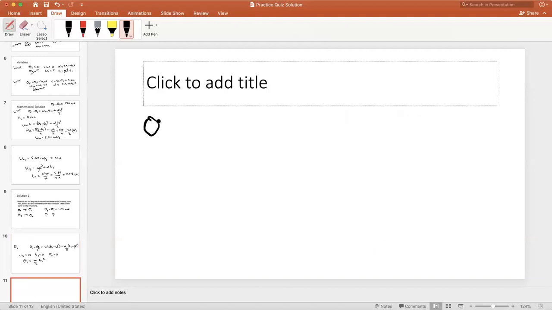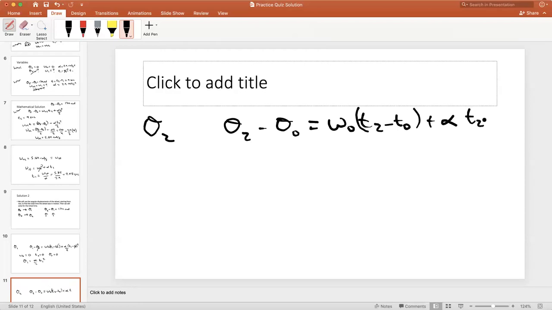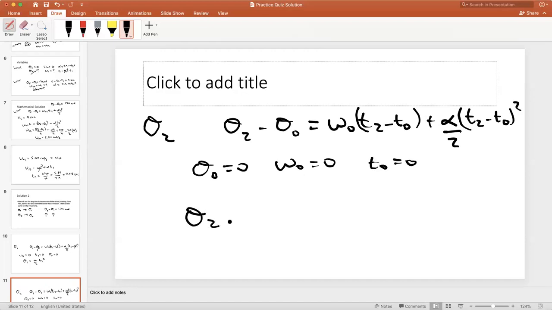For theta 2, we're going to have the same thing. Theta 2 minus theta initial is equal to omega initial times t2 minus t naught plus alpha times t2 minus t naught squared divided by 2. Again, theta initial is 0, omega initial is 0, and t initial is 0, so that we get that theta 2 is equal to alpha over 2 times t2 squared.